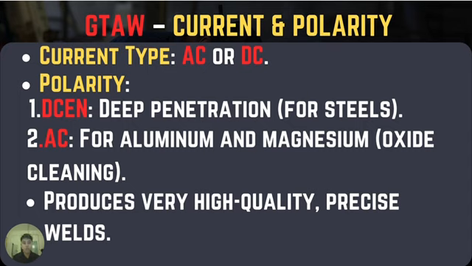GTAW current and polarity. GTAW can use either AC or DC current. For most steels, we use DCEN, which gives deep penetration. For aluminum or magnesium, we use AC, which helps remove the oxide layer from the surface. The choice of current and polarity directly affects weld quality and appearance.